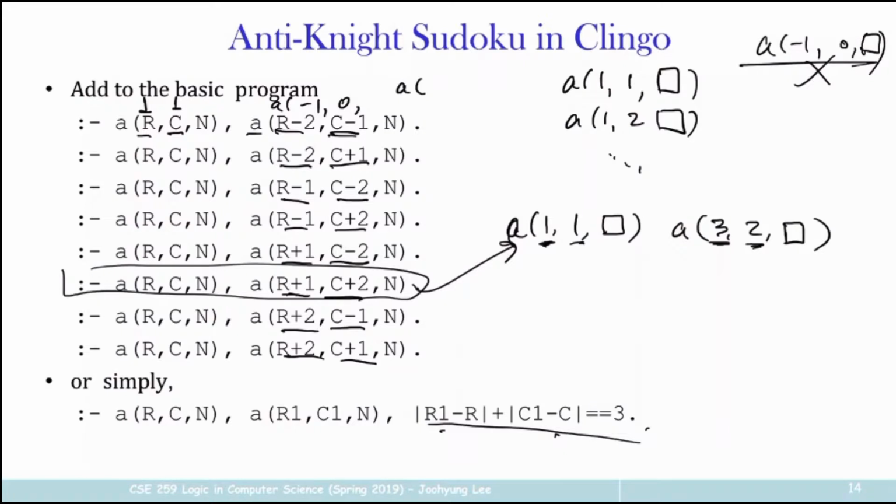Okay, let's check about it. So 1, 1 and 1, 2. R1 minus R is 0, and C1 minus C is 1. So this is actually not true, so we don't need to worry about this case. And this case does not arise in any of the 8 possibilities, right? You cannot make this an instance of one of these. So this doesn't seem to be the right one.